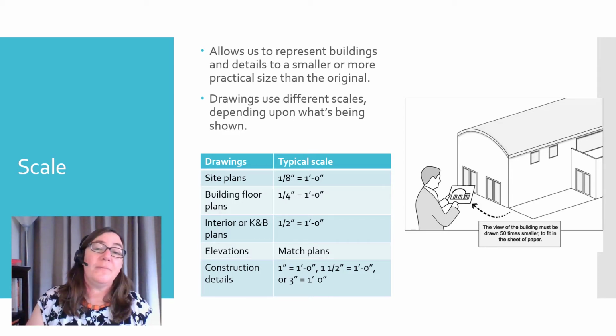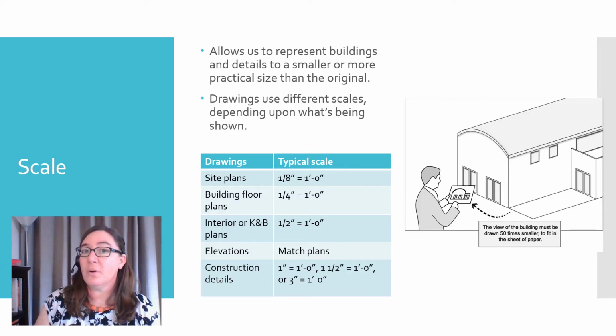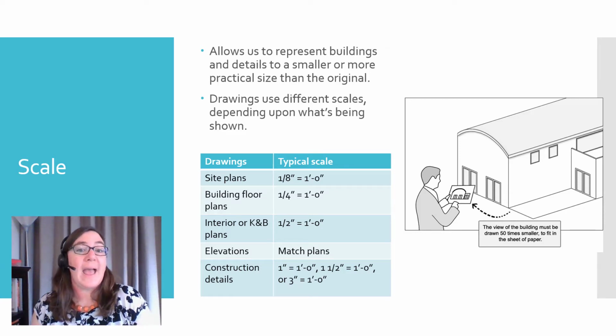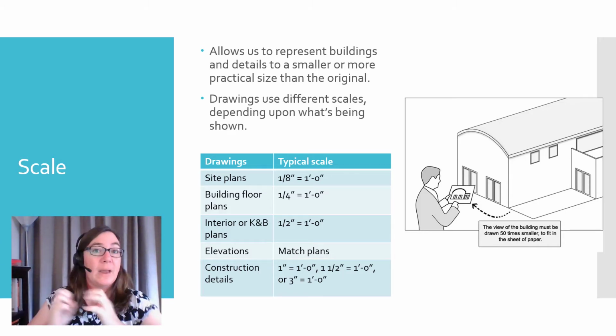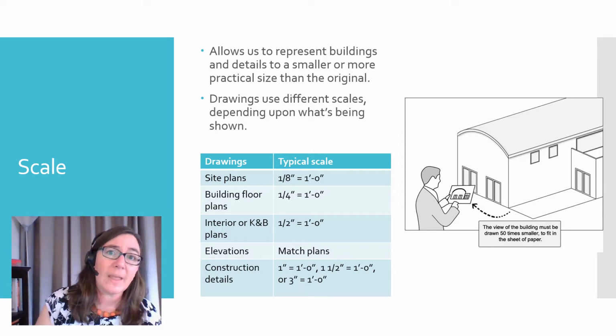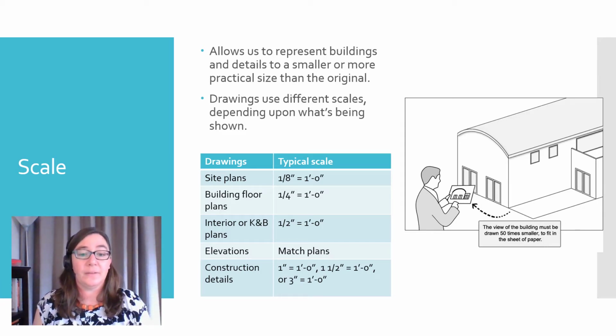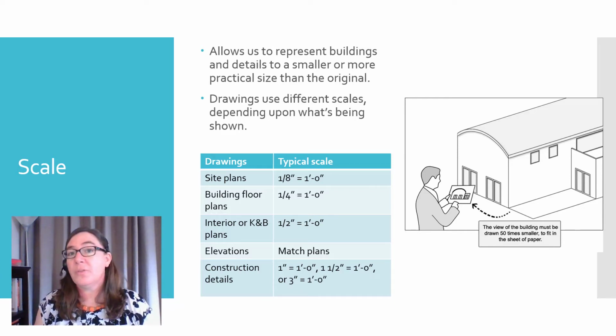Here are some of the standard and typical scales. You can see that building floor plans are typically drawn at 1/4 inch equals 1 foot. Details, on the other hand, are going to be a much larger scale. Again, we are zoomed in on those smaller details. They come at various scales, including 1 inch equals 1 foot, or 3 inches equals 1 foot.